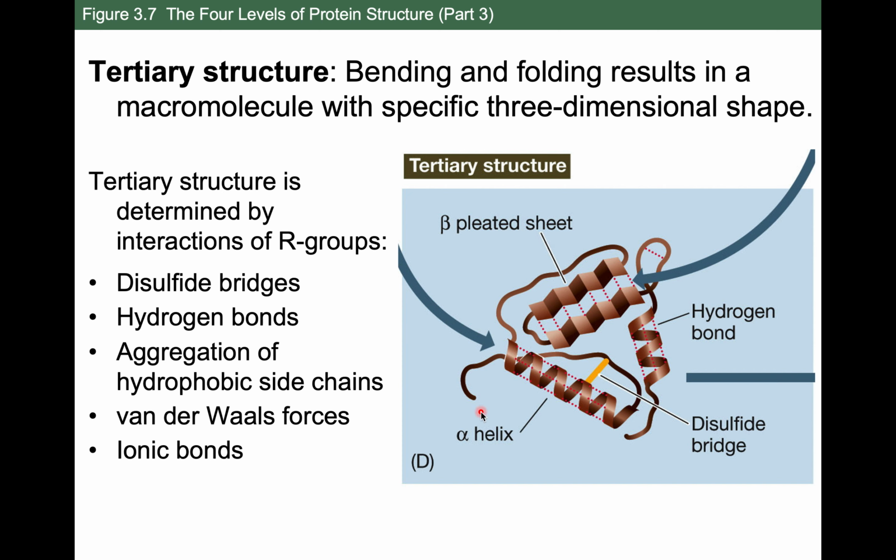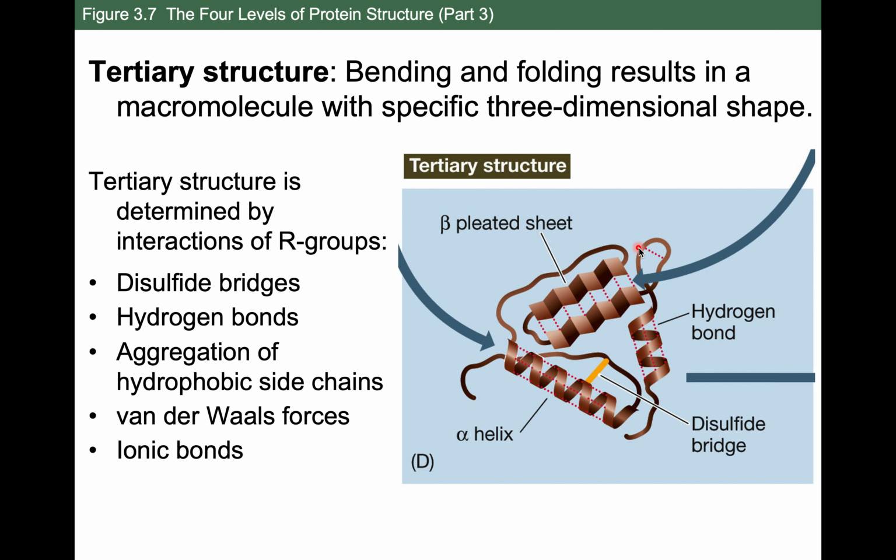So you can see in this particular example here, this is just one polypeptide chain, right? Here's one end of the chain. Here's the other end over here. You can see we formed two alpha helices, one beta pleated sheet. There's some other bonds going on here. We've got a hydrogen bond over here. We've got a disulfide bridge here, right? So in this case, the final shape we ended up with is almost like a triangular tertiary structure. But again, it's going to be different for each protein, right?